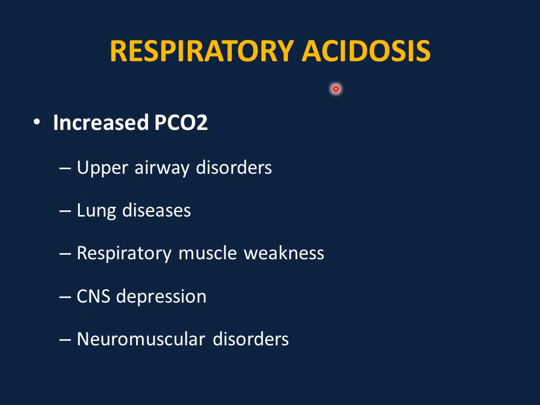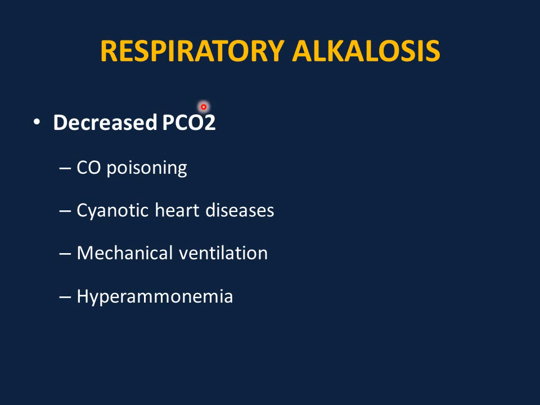Causes of respiratory acidosis. Anything that can increase the PCO2 in the lung or cause retention of PCO2 can cause respiratory acidosis. For example, upper airway disorders, lung diseases, respiratory muscle weakness, CNS depression, for example, intoxication, and neuromuscular disorders. Causes of respiratory alkalosis, which is a decrease of PCO2 in the lung to less than 40, are carbon monoxide poisoning, cyanotic heart diseases, mechanical ventilation, and hyperammonemia.